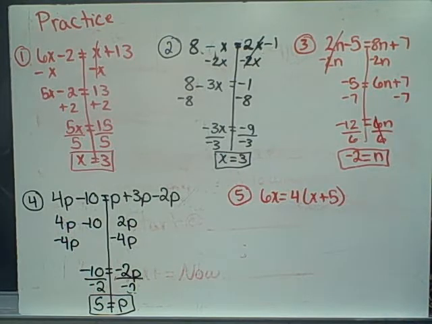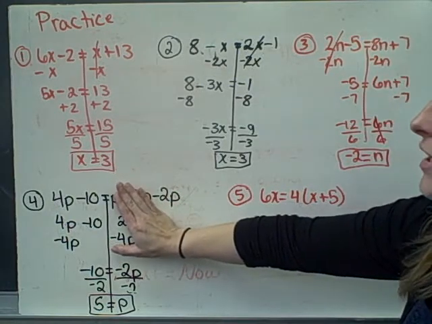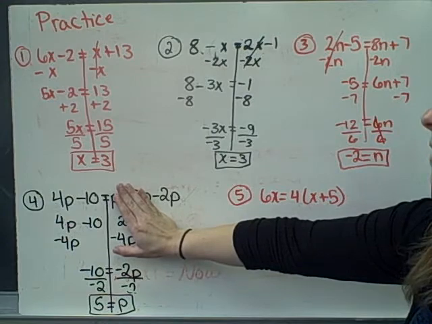All right, example number 4. First thing I need to do is to distribute. I don't have any parentheses, so I don't have to distribute. My next step is to combine like terms. So I'm going to look at both sides of my equation. If I look at the left-hand side, 4p and 10 are not like terms, so I cannot combine them.